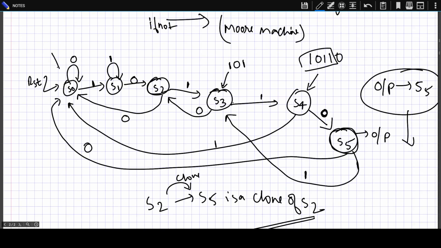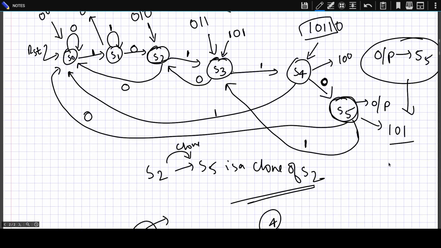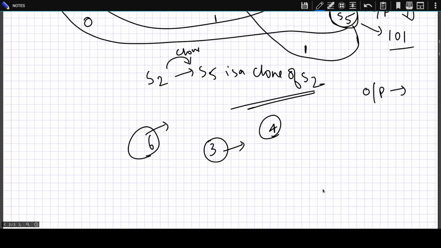This state is 000. This state is 001. This state is 010. This state is 011. This state is 100. This state is 101. So triggering the output as soon as S5 is reached will mean that we are taking 3.